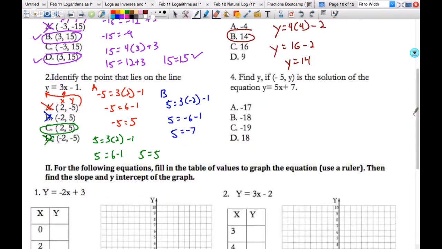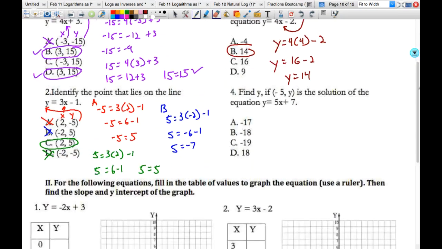All right. Similar question, giving you an x value, asking you to solve for y. Let's just do this one. Y equals 5 times negative 5 plus 7. Y equals negative 25 plus 7. And then y equals negative 18. It's in my answer choices. That's a good sign.